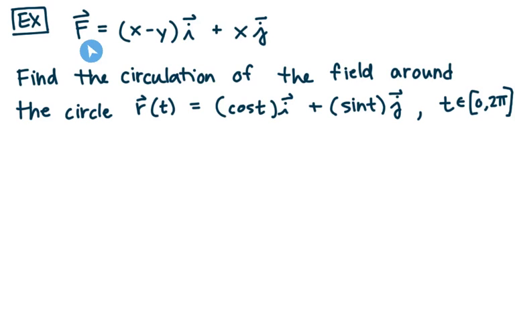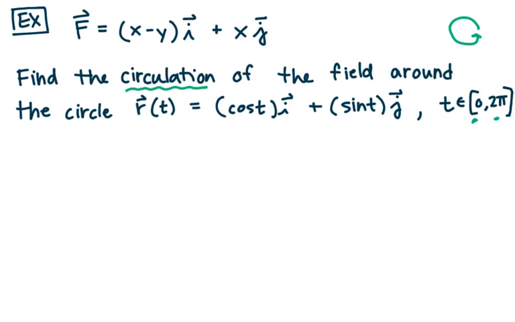In this example, we're given a force field. F equals x minus y times the i vector plus x times the j vector. We're asked to find the circulation of the field around this circle parametrized by cosine t i plus sine t j, which just represents a circle of radius 1, from t equals 0 to 2 pi. Now, t equals 0 to 2 pi means my initial and terminal point are the same. Because of that, we're not just finding the flow, we are finding the circulation.